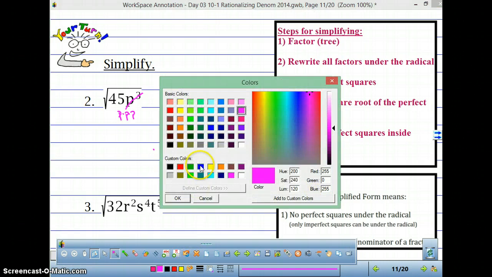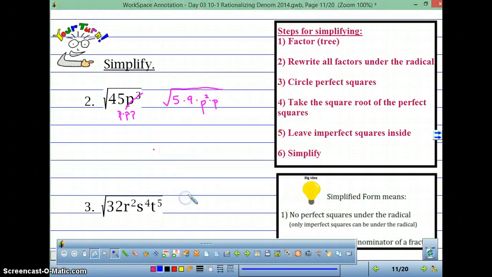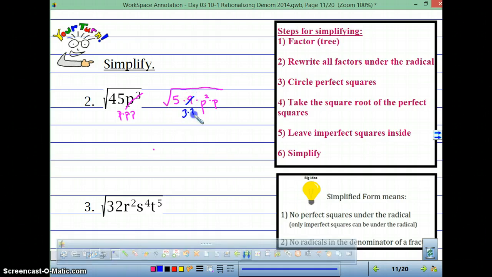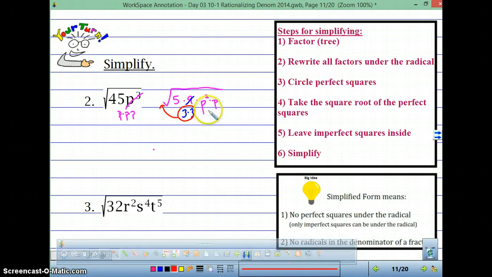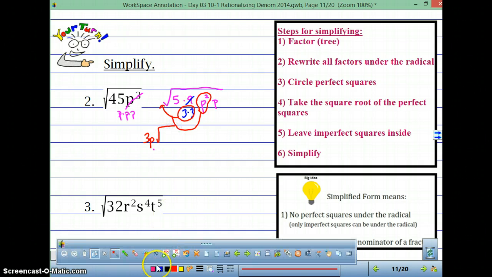Now, let me get my blue. I know that this one is 3 times 3. Let me find my perfect squares. Here's 1. Take that out. Square root of 3 times 3 is 3. Here's the other one. The square root of p times p is p. So you end up with 3p on the outside. And on the inside, we're left with 5p.